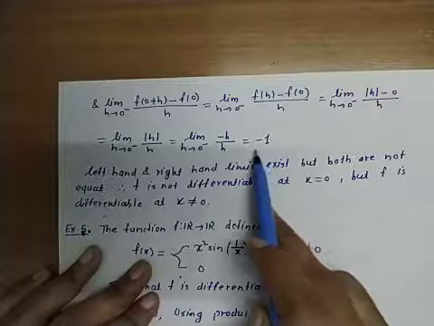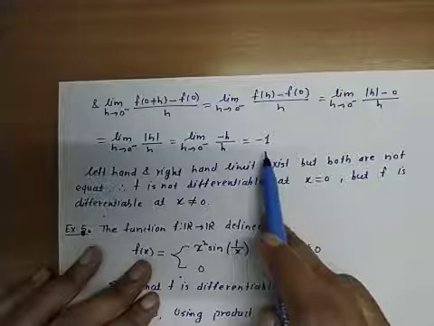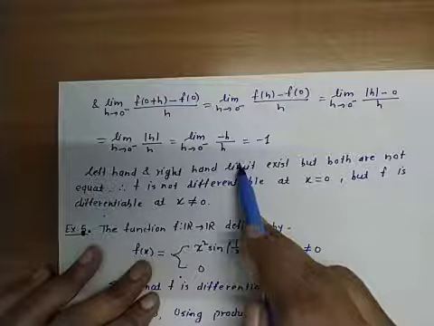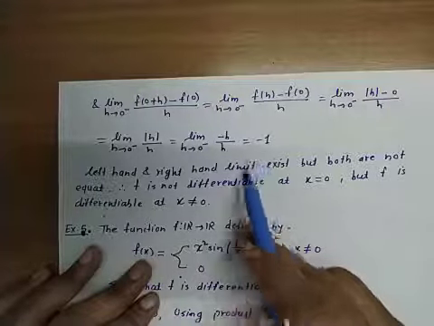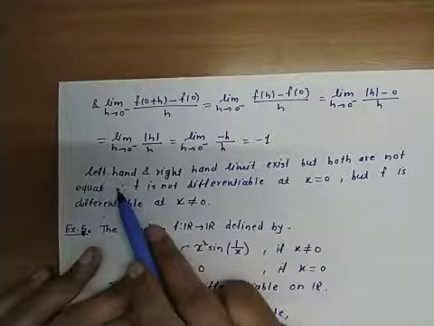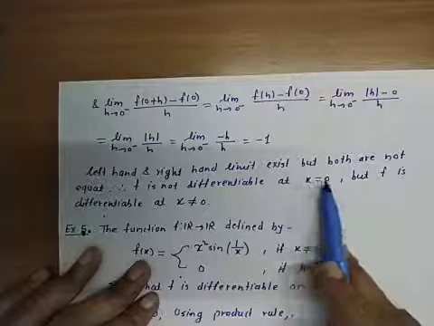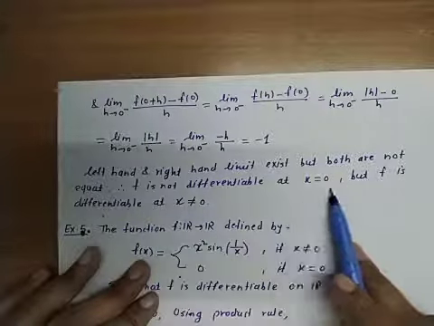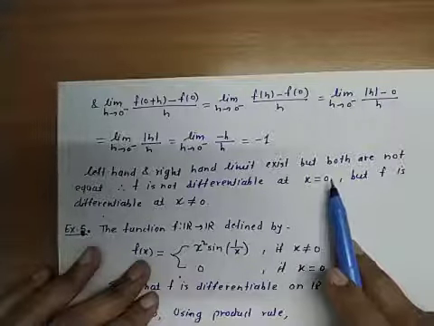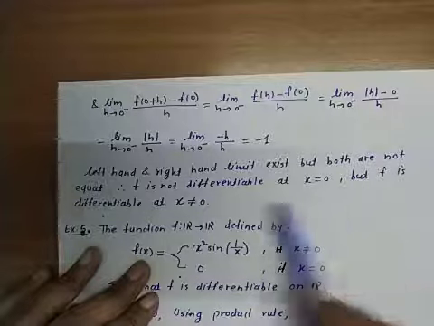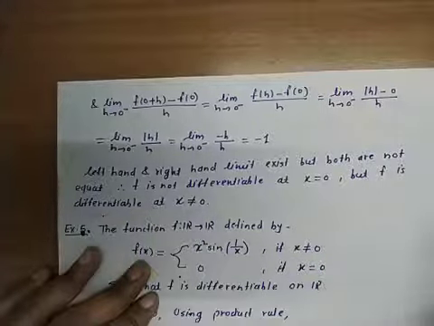Okay. Now here what happened? Left hand limit is minus 1, right hand limit is plus 1. Both limits are not equal, therefore the limit does not exist. Therefore we can say that the function is not differentiable at 0. Left hand and right hand limits exist, but both are not equal. Therefore f is not differentiable at x equal to 0. But for all other non-zero points x, the function is differentiable. So f is differentiable at non-zero x.